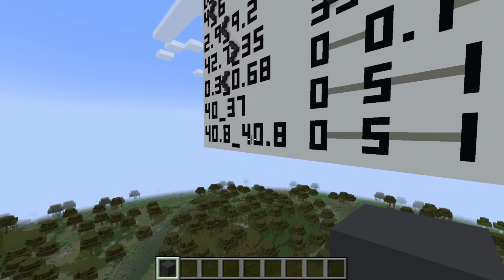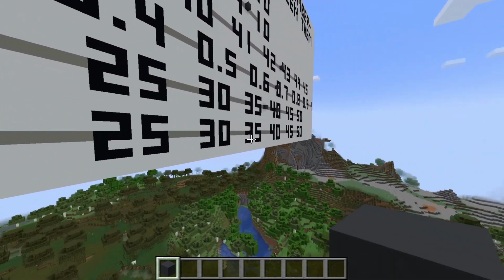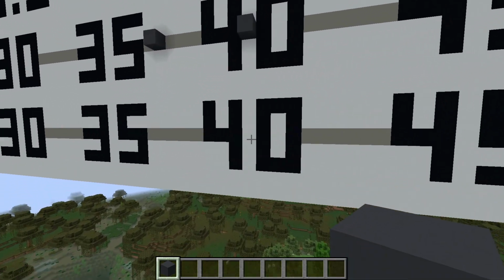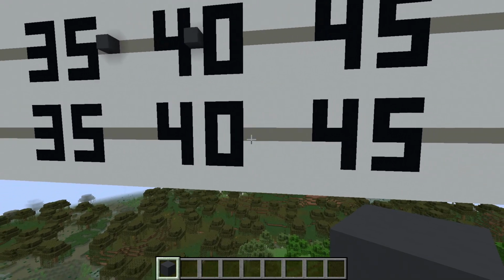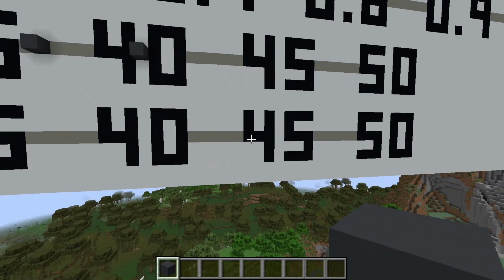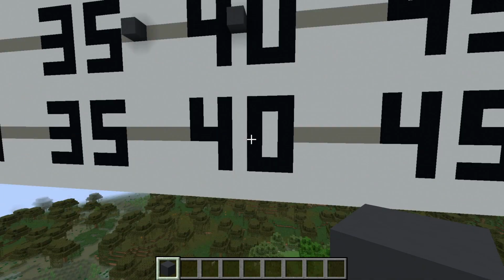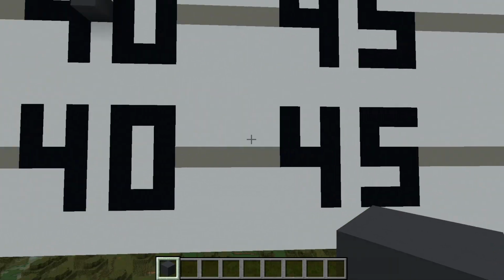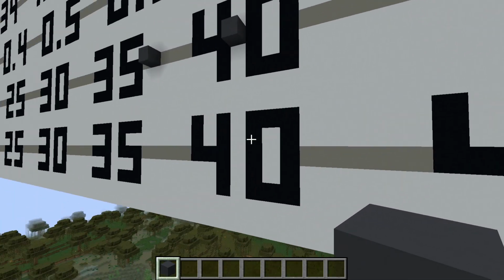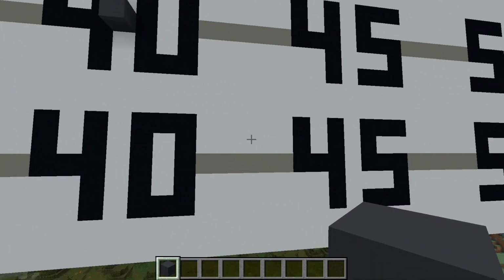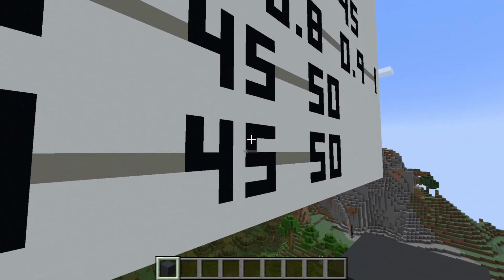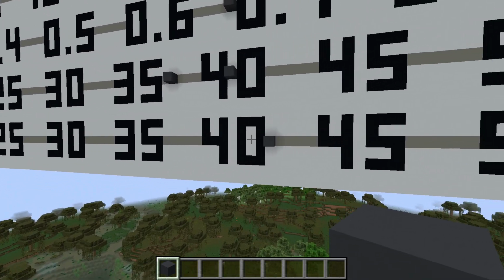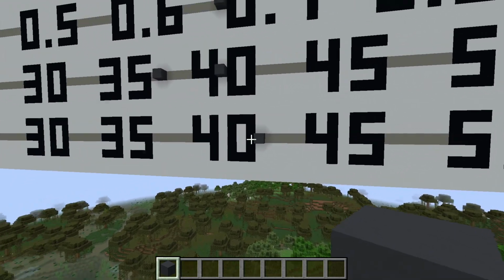Lastly, 40.8 and 40.8. 40.8 is going to be between 40 and 45. It's going to be a little more than 40. But remember, we're going up by fives. So if this was 40 and 41, we would put it very close to 41. But since it's 40 and 45, 0.1 is only about 1 into these 5, 40, 41, 42, 43, 44, 45. So I'm going to put it right about there. 40.8 is just a little bit after.